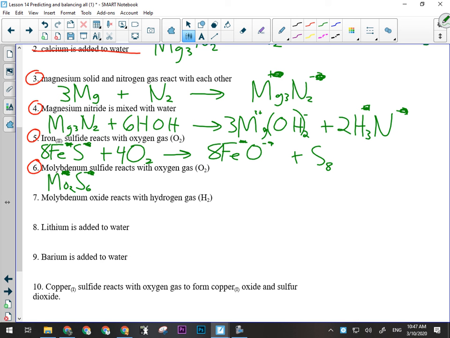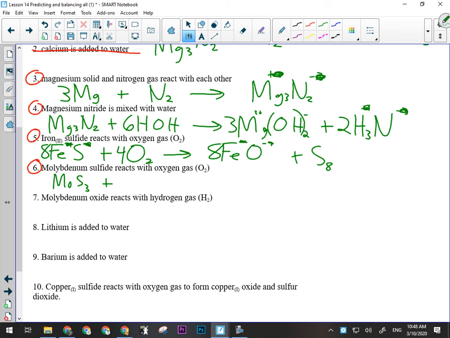We need to remember when we're doing this that when we drop and swap, we always put it in the lowest terms. So this is not going to be written as Mo2S6. It's going to be written as MoS3. We always reduce ionic compounds to the lowest terms. We talked about that quite a while ago. Just a reminder of that, because that's important if you're going to get the balancing right on this reaction, or just get the reaction right, period.